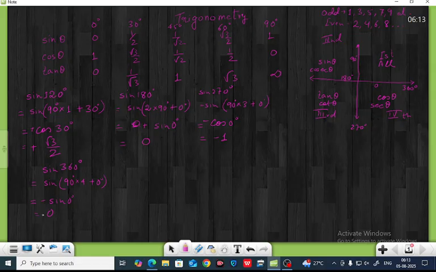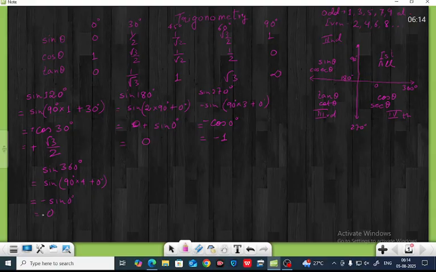And the value of sine 270 degrees is minus 1. And the value of sine 360 degrees is 0. In this way, you can find all the values of sine, cos, and tan, right?